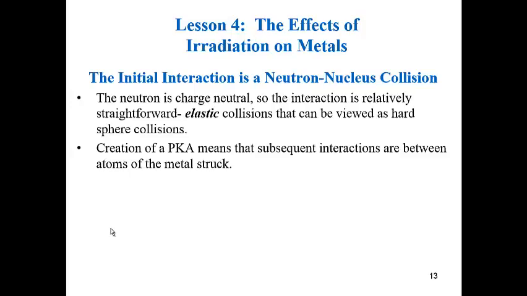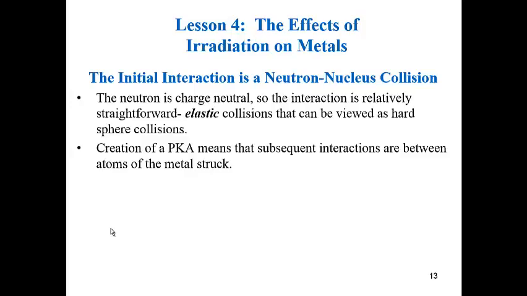Basically, once you create a primary knock-on atom, now you've got interactions between atoms or ions of the metal that's struck. But in a metal, we'll just picture it as being atoms. We strike iron, we have iron atoms that are knocked loose, and they're going to hit other iron atoms. So once we get this primary knock-on atom, we now have interactions between atoms in the struck metal.